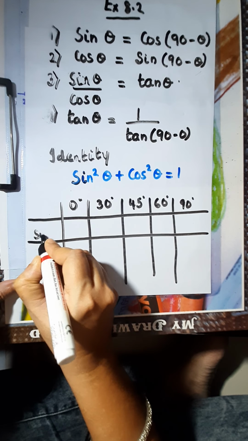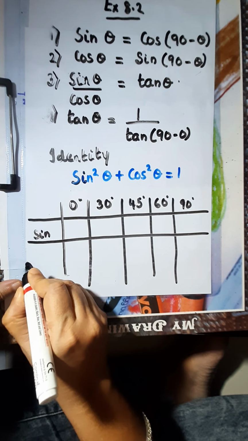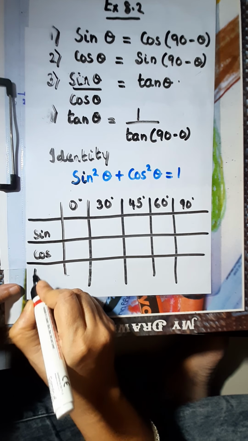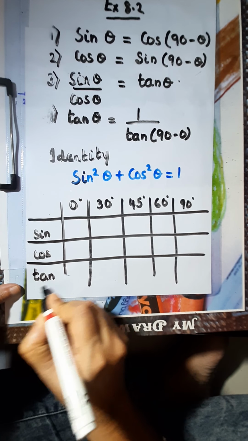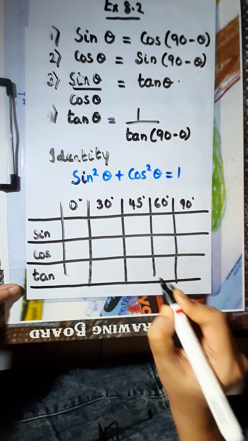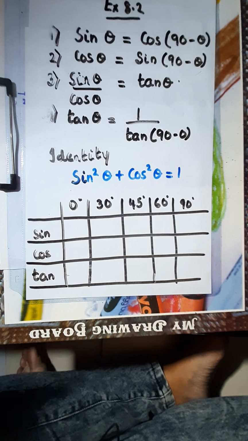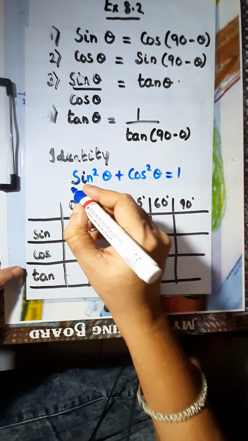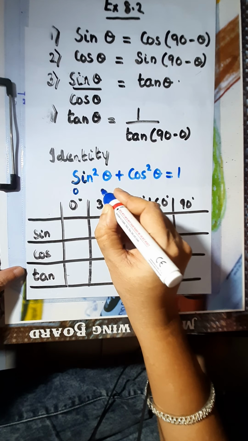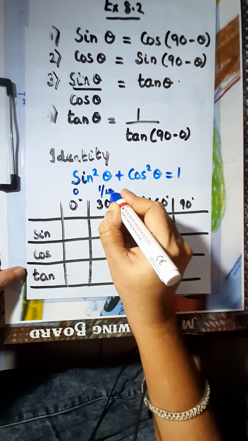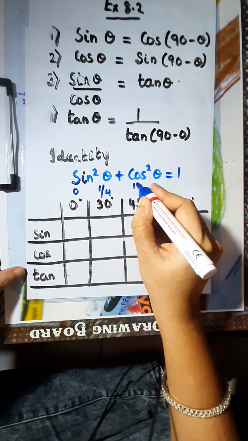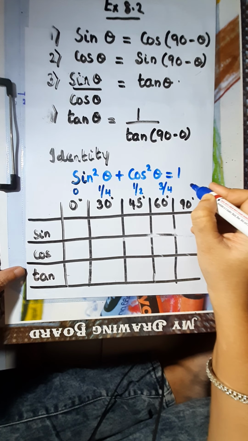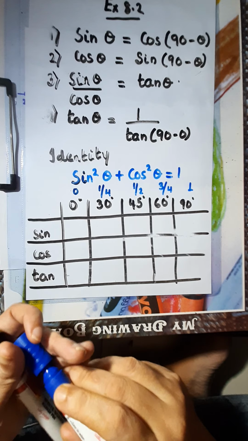Sine, cos and tan. These are the three: sine, cos and tan. Now remember this. First you remember 0, then you remember quarter, then half, then 3/4, and finally 1.